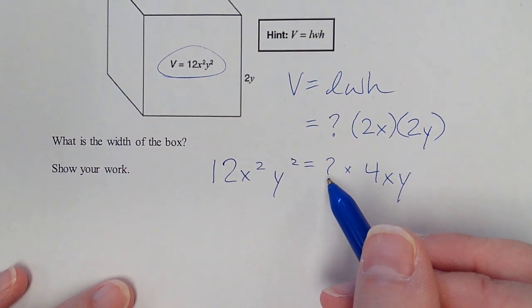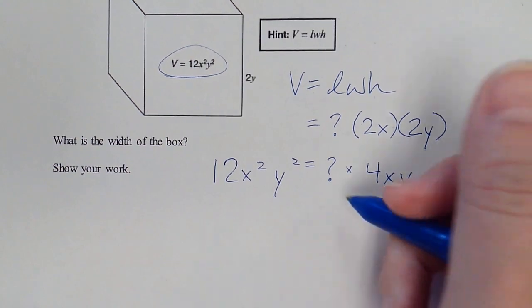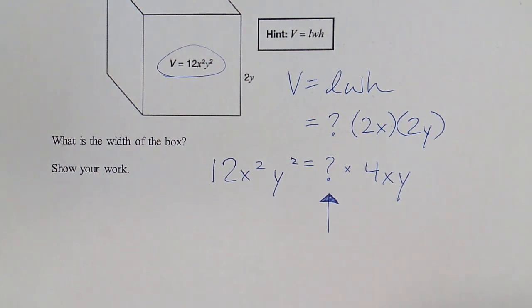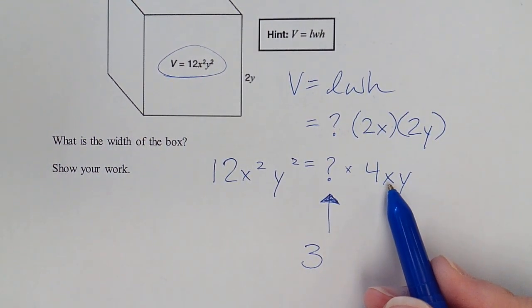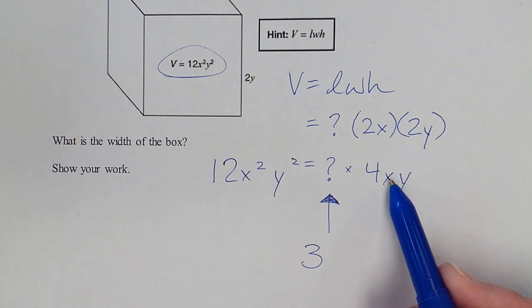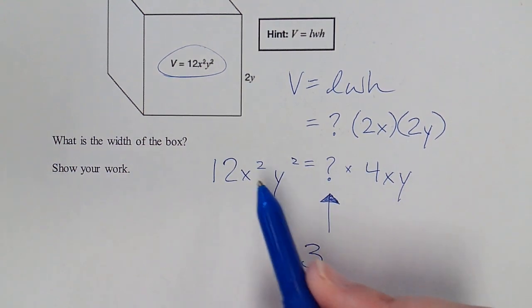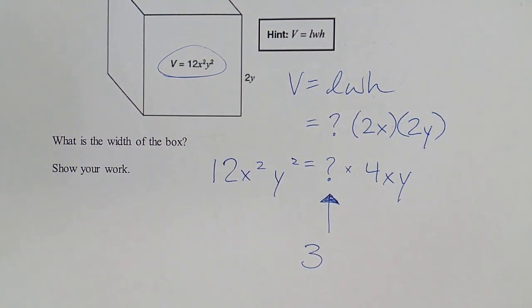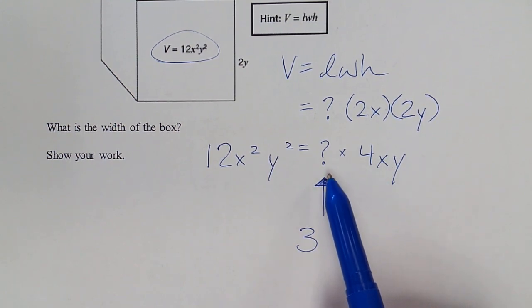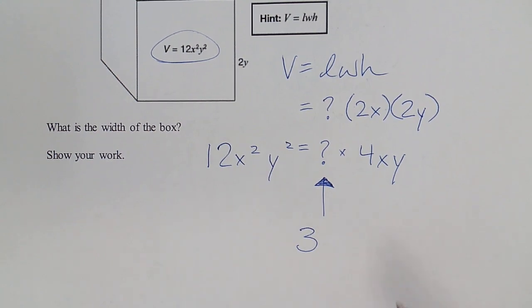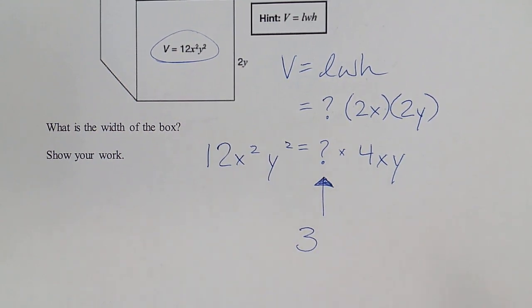So what do I have to multiply to get this answer? So what would this be? 4 times what gives you 12? 3. What do I need to times the xy to get x squared y squared? Okay, so right here, I want to figure out what this question mark is. So what would my answer be? What would my question mark be? Number 8.